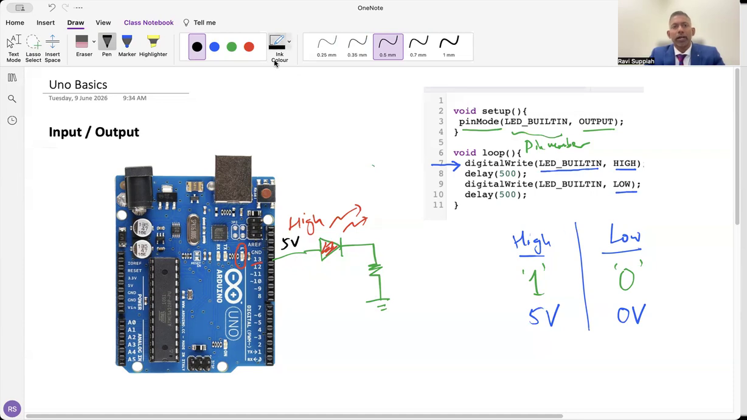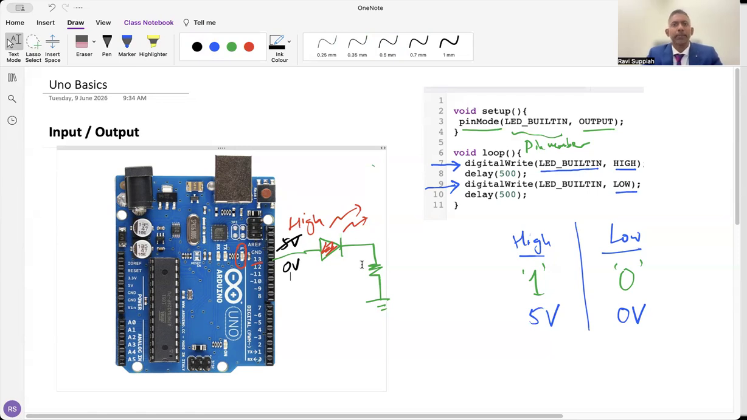When I drive it low, this will become 0 volts. So when it's 0 volts, there is no voltage difference between this point and ground, so there will be no current flow through the LED, and the LED will be off. So that gives you an idea of how we can relate this code to logic and to actual voltages.